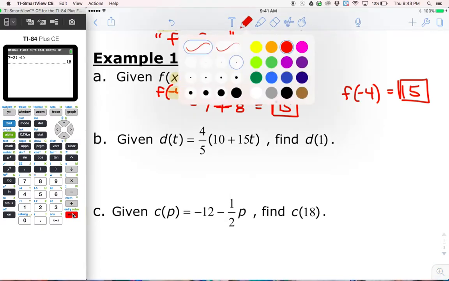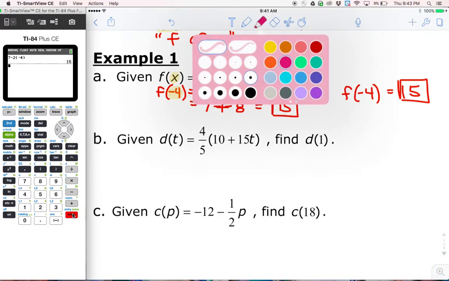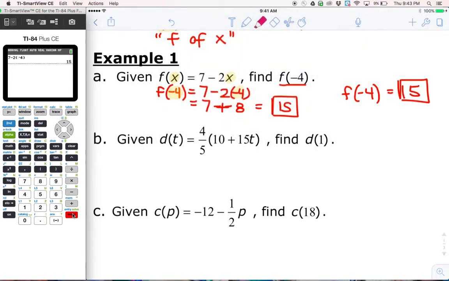Let's go ahead and do problem 2. Same idea. This time it's d of t. Same thing as y equals, right? f of x, d of t. The next one's c of p. Guys, it's just notation. All right? Now, do we notice that we've got t inside of here? And then they give us this equation, and they say find d of 1. So, asking for d of 1.